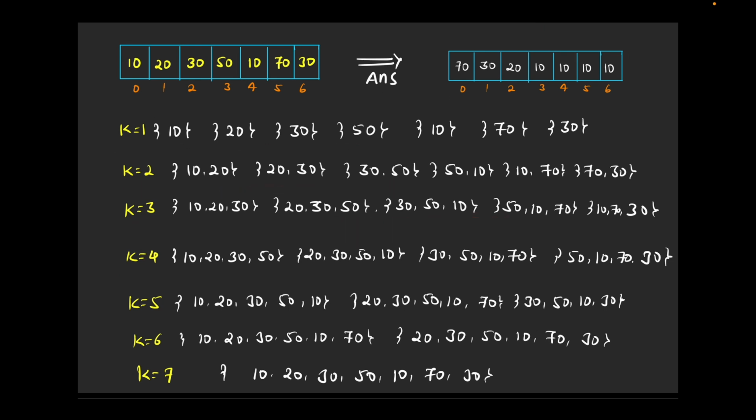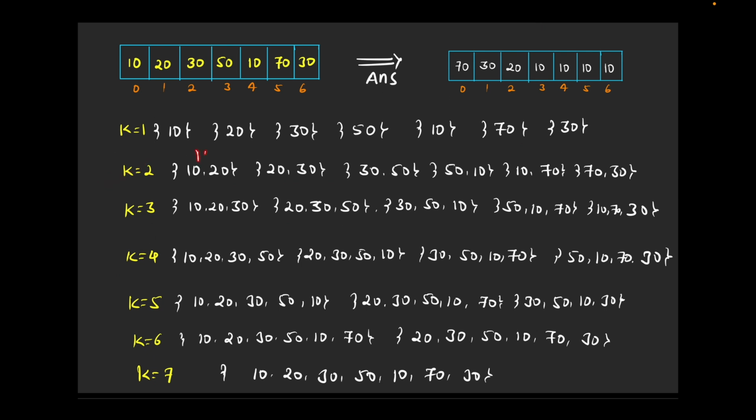Now let's try to identify something. So these are the subarrays. Now which one is the minimum? 10 is the minimum, 20 is the minimum, 30 is the minimum, 50 is the minimum, 10 is the minimum, 70 is the minimum, and again 30 is the minimum. And out of which one is the maximum? 70. So basically I wrote 70 over here. Now let's go to the subarrays of size 2. Which one is the minimum?